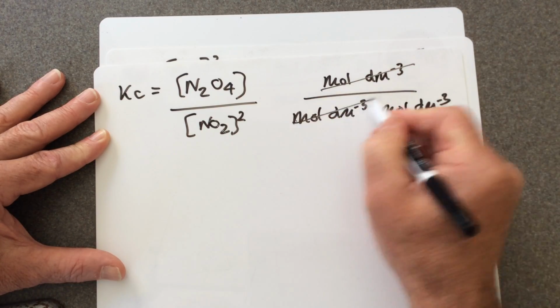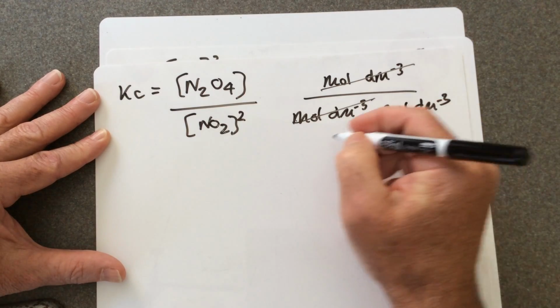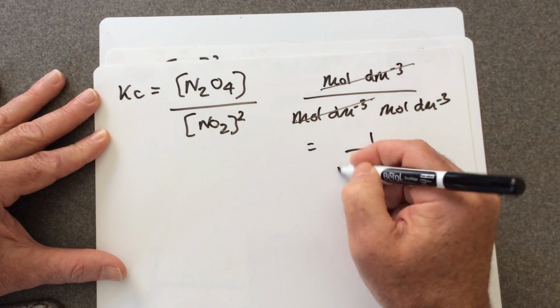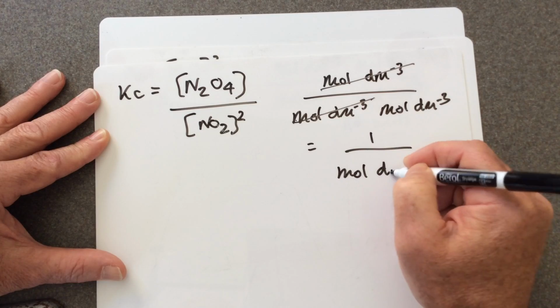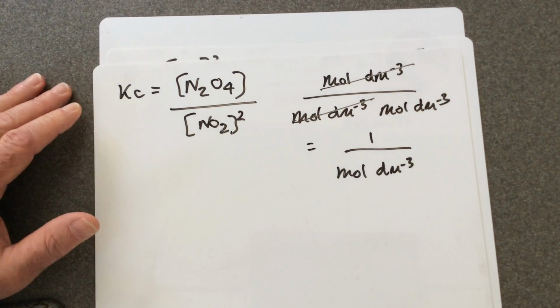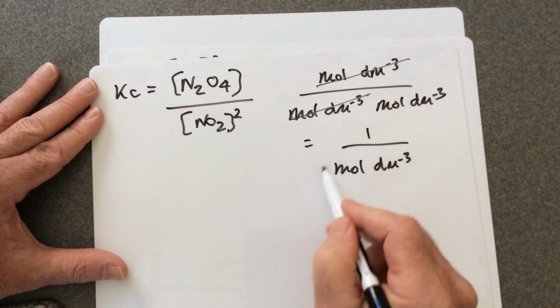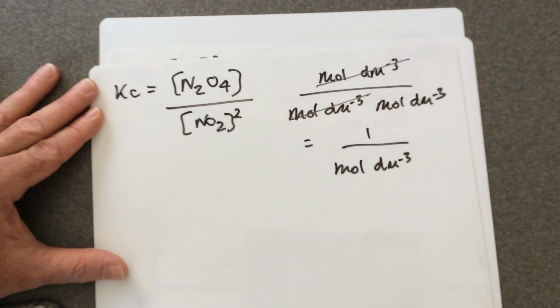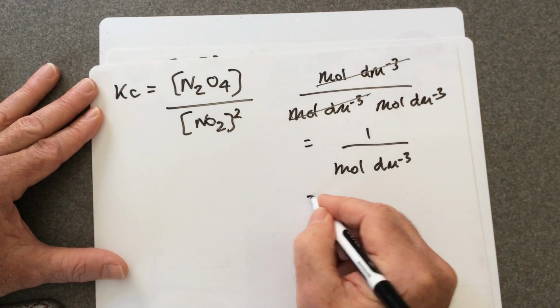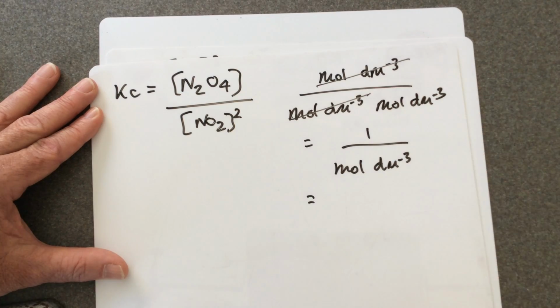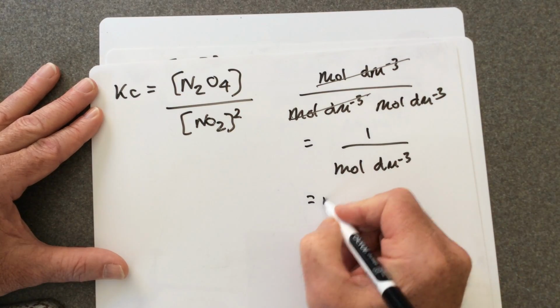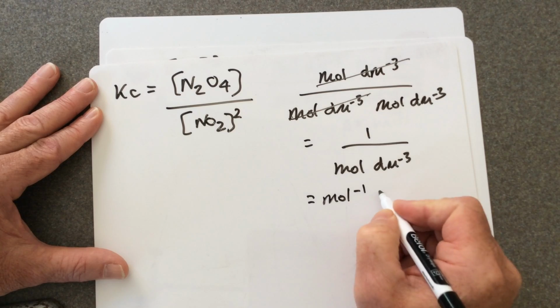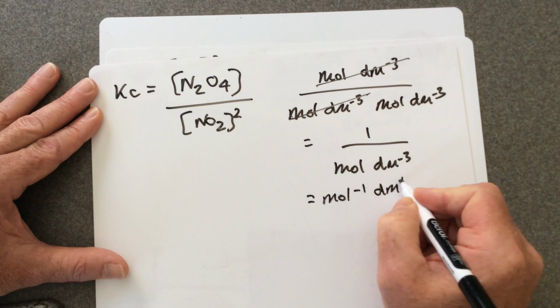So the top one cancels with one of the bottom ones, which is going to leave me with 1 divided by moles per decimetre cubed. Now I need to simplify that. I need all of these units up onto the top line. And to bring things from the bottom to the top, all I have to do is change the sign on the power.